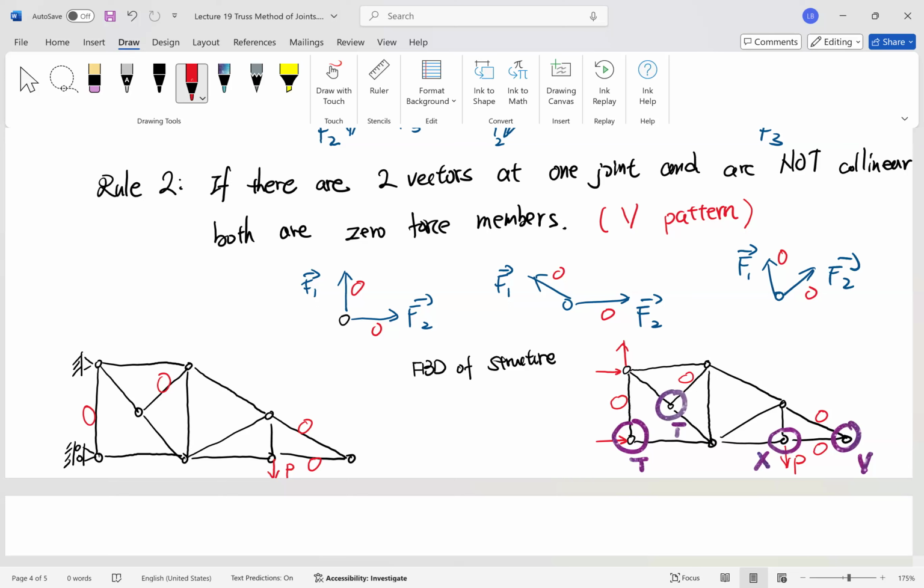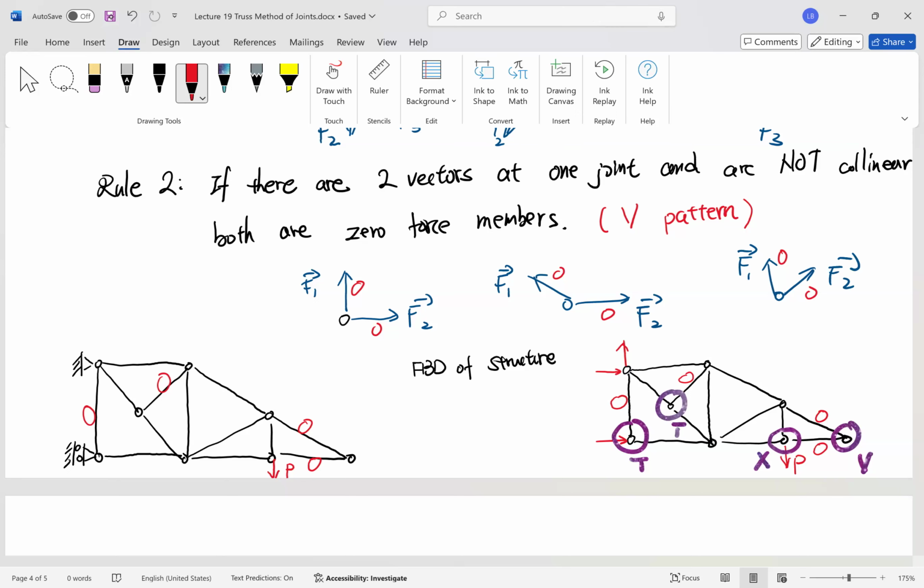But I would like to say that it is secondary here. As long as you can identify the T pattern and V pattern and tell that there are 4 zero force members here, it has already been enough. Okay, so it is pretty much about the method of joints here.